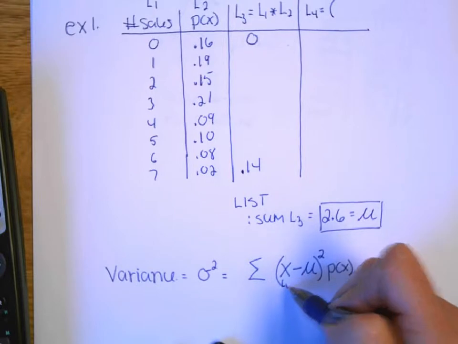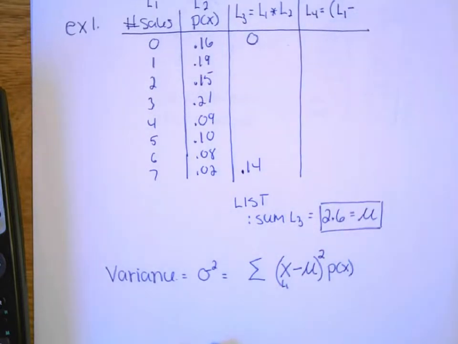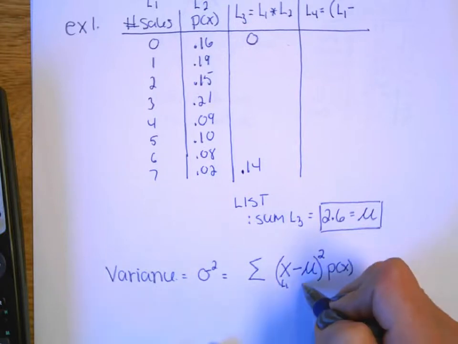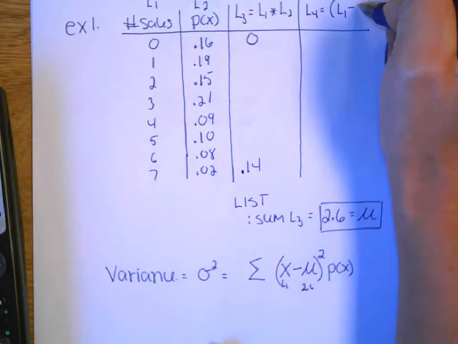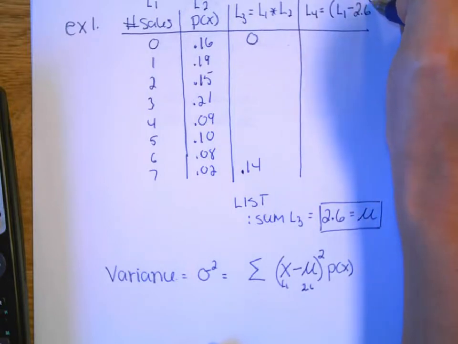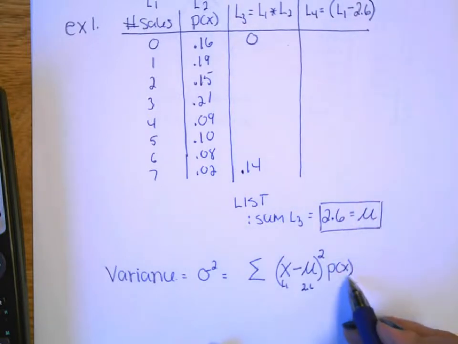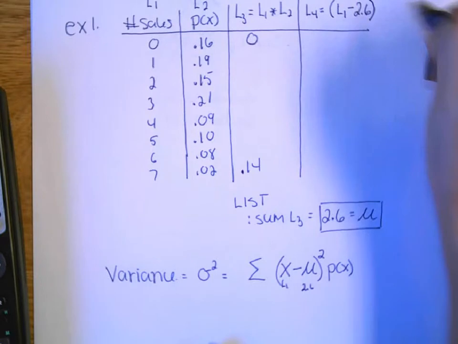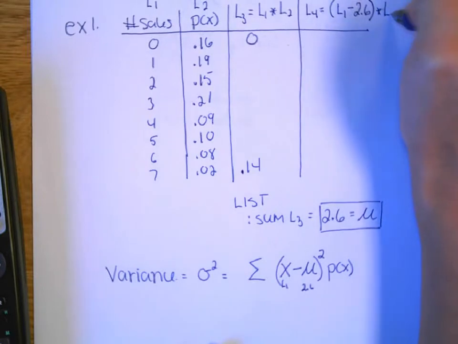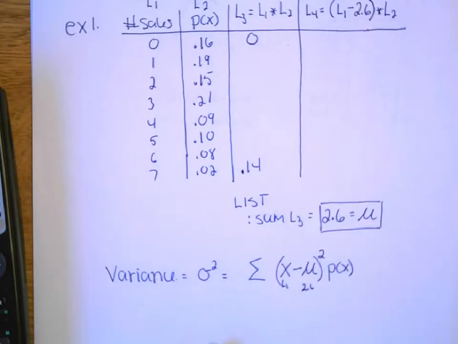L1. This is L1 here. So take L1, subtract, what should I tell it to subtract? 2.6 for this problem. Now what? Close the parenthesis. What do I want it to do after it does the subtractions? Square it. And then, how do I get it to multiply by the probabilities? Times L2. So that's exactly what we're going to type into L4.